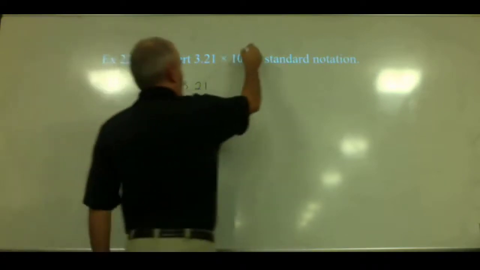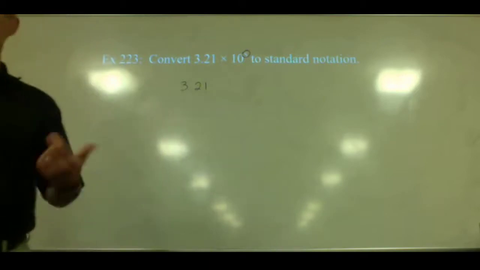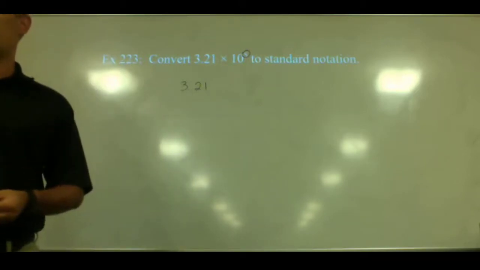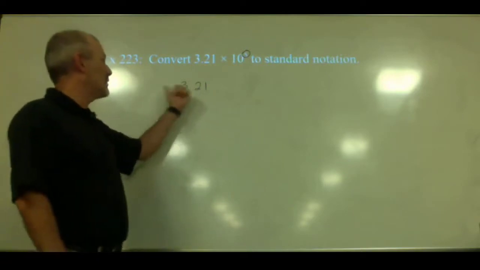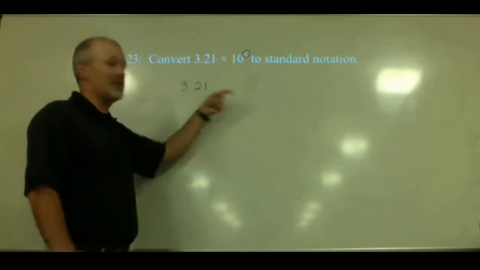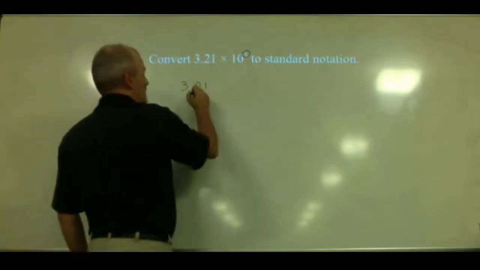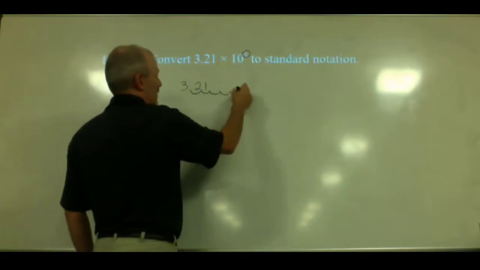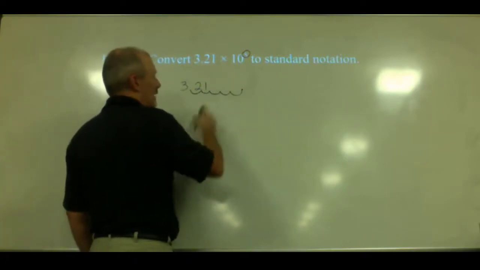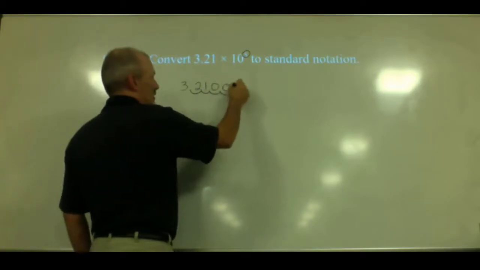So what do we know about this? It's positive. So what sort of number should we end up with? A big number, right? How do I make this into a big number? If I move the decimal point this way or this way? We're going to move it this way, right? So we're going to move it 5 spaces: 1, 2, 3, 4, 5. This is where our decimal point will be. And all these little spots that are open, we just fill with zeros.